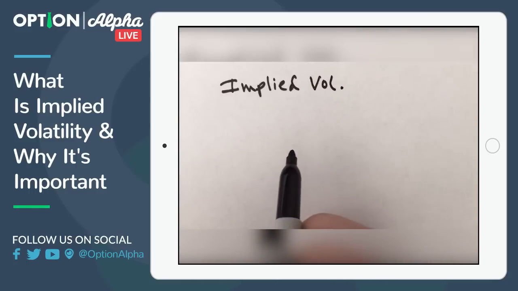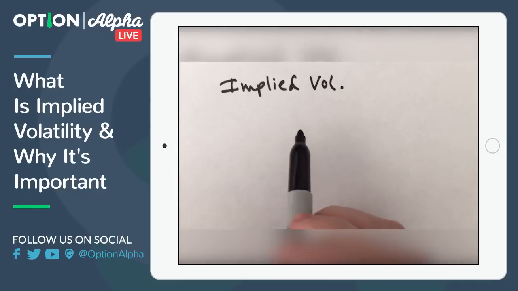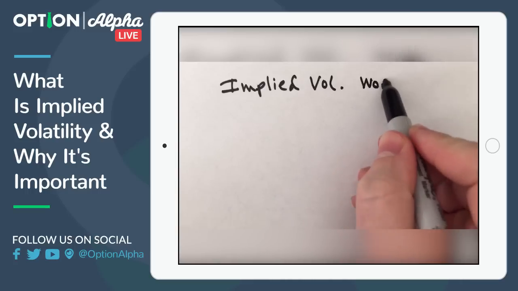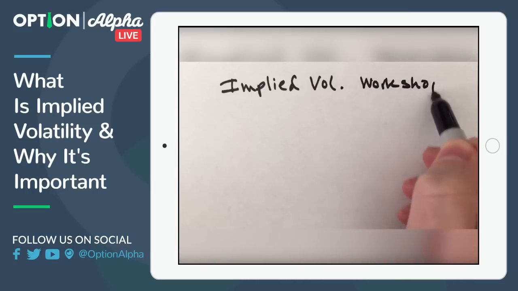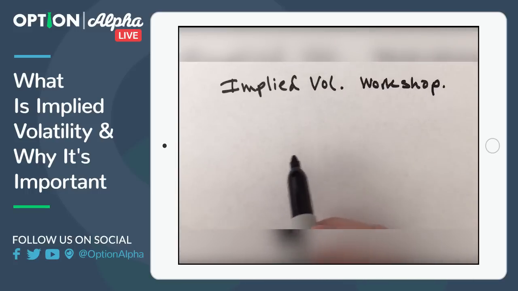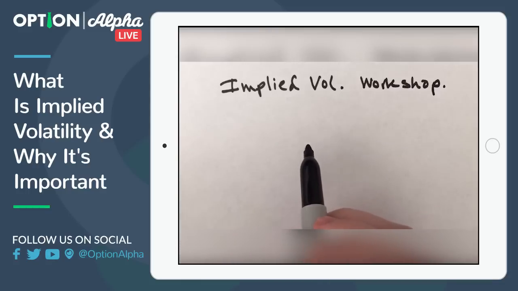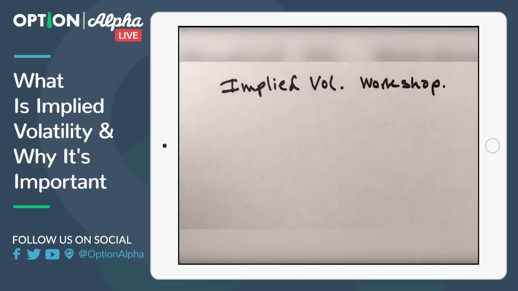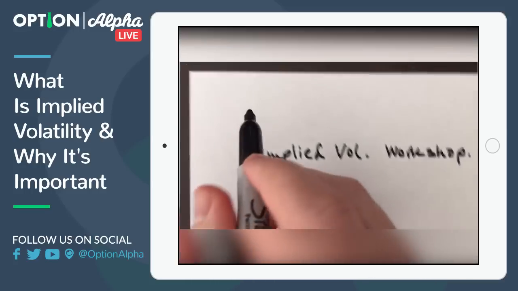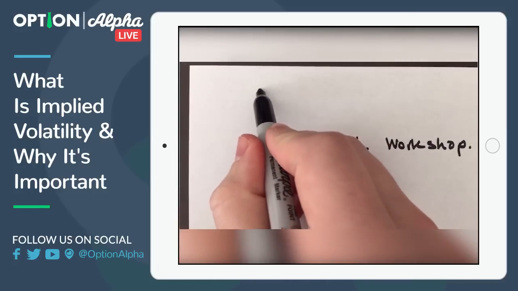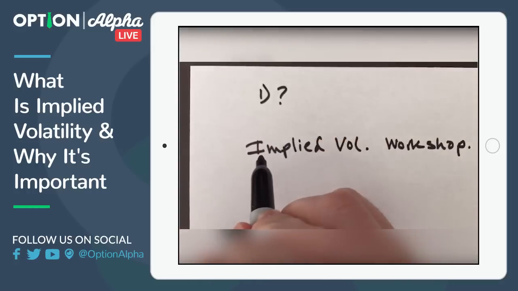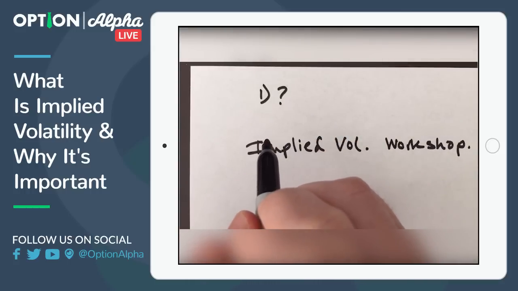Today we're going to be doing an in-depth discussion and a little workshop, if you will, on implied volatility. This is a topic that I think is critical to your success trading options. So we're going to go here for a little bit and talk really in depth about it, and cover a lot of different topics. First, we're going to talk about what is implied volatility, basically how do you calculate it, and where does it come from?